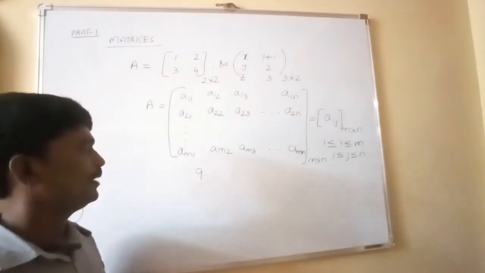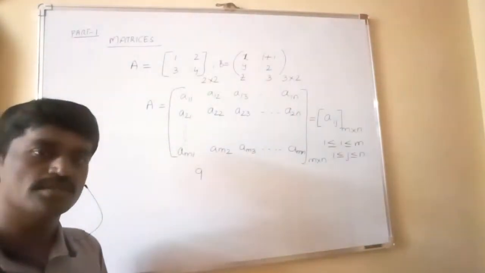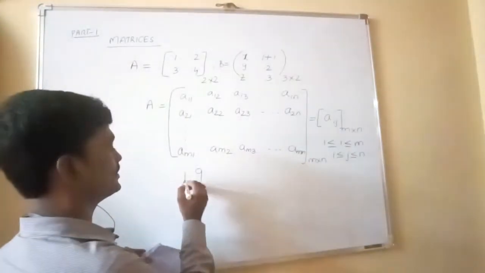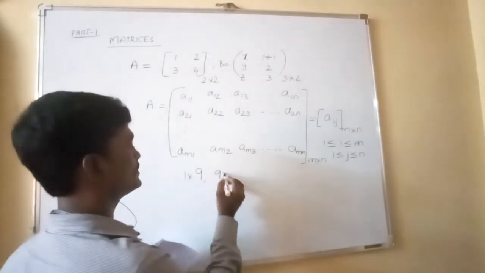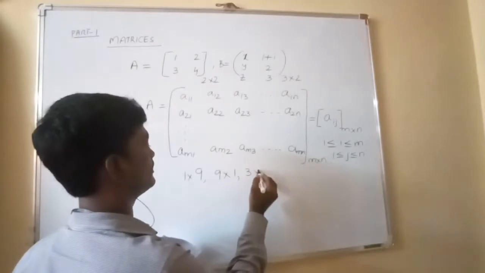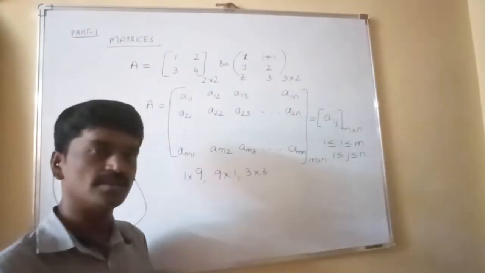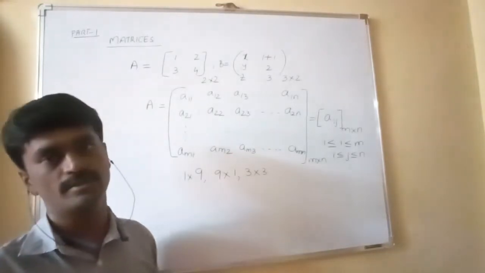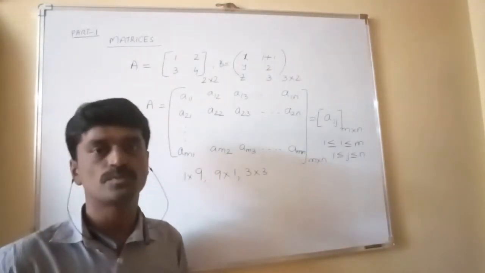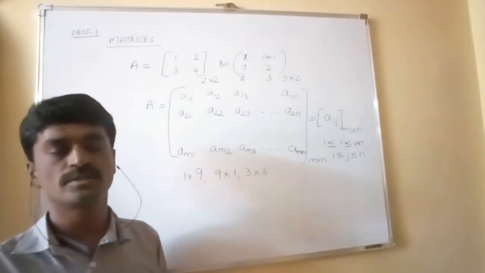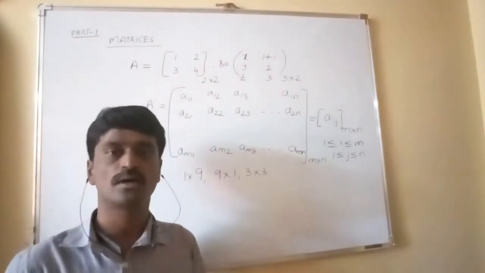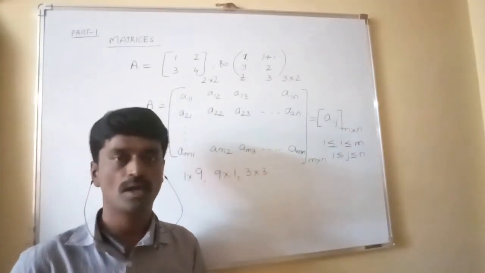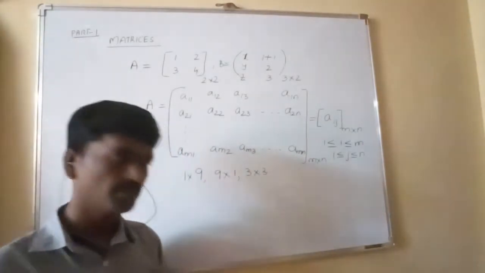A matrix has 9 elements, so what are the divisors of 9? 1, 3, 9. We know that 1 into 9 is 9, 9 into 1 is 9, and 3 into 3 is 9. So if a matrix has 9 elements, the possible orders are 1 by 9, 9 by 1, and 3 by 3. Similarly, if a matrix has 5 elements, 5 is a prime number with only 2 divisors, 1 and itself. So the possible orders are 1 by 5 and 5 by 1.